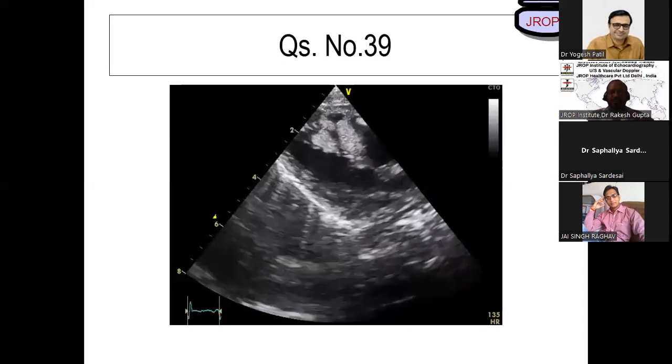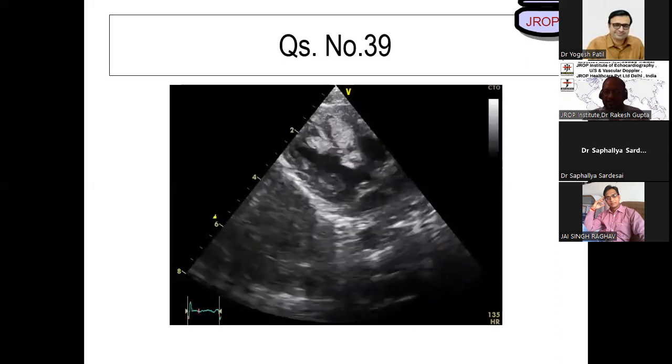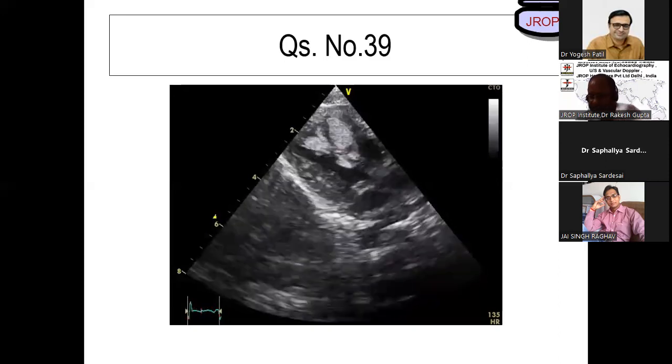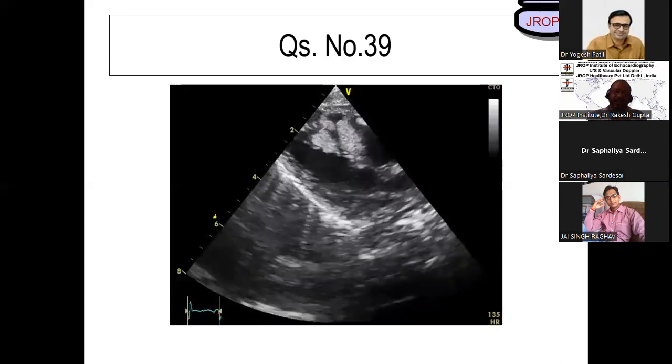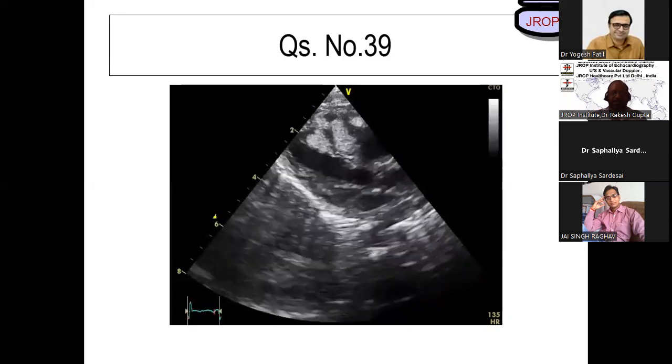Try. Septal thick, sir. There is septal thickness present. Okay, done. I'll appreciate more than that, septal thickness.